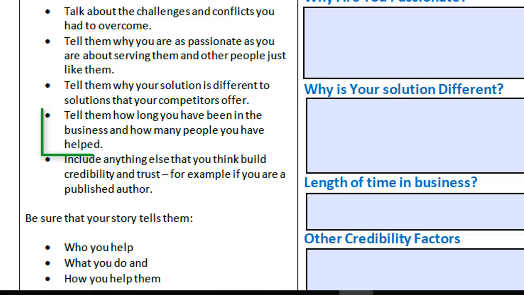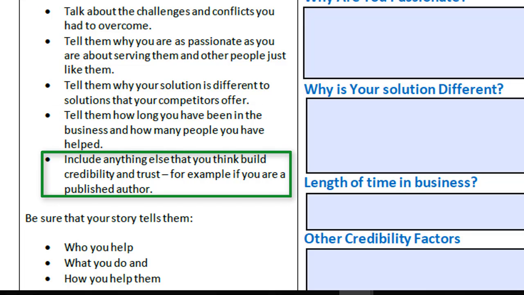Tell them how long you've been in the business, and of course another good thing is to try to give them results. So tell them how many people you've helped, the sort of results that they've got, and obviously that's going to be dependent on the type of business that you've got. And then just include anything else that you think might help you to build credibility and trust.